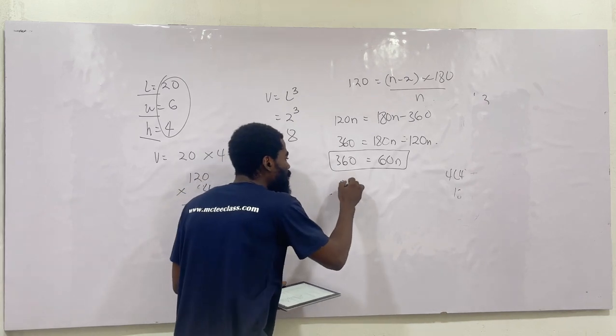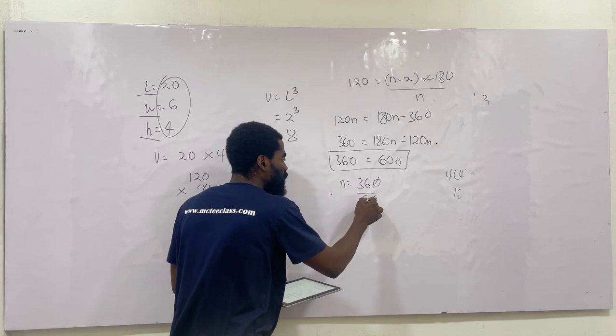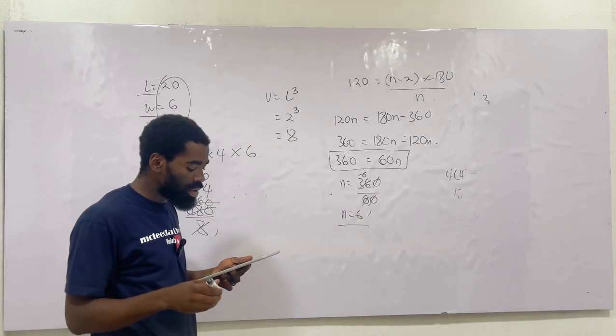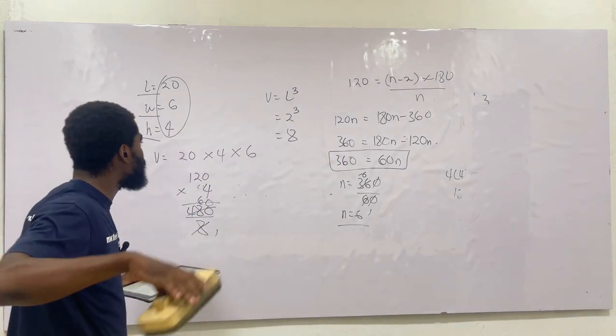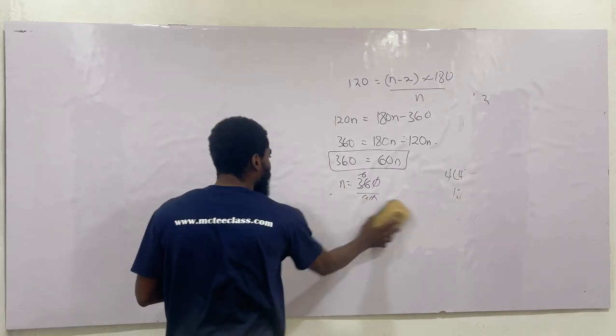Okay, so from here, I'll get n equals 360 over 60. If 0 cancels, this goes to itself, 1 goes there 6 times. So n equals 6. I'm going to shade my 6. Are you okay with this? Good. Then question 30, which is also about angles. Let's go.